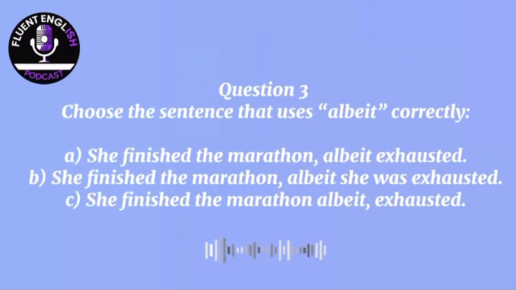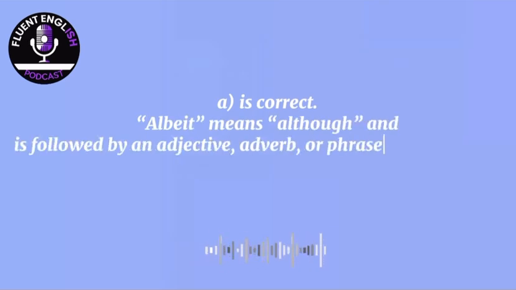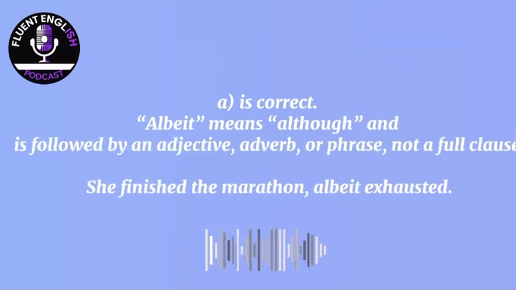Question 3. Choose the sentence that uses albeit correctly. A. She finished the marathon, albeit exhausted. B. She finished the marathon, albeit she was exhausted. C. She finished the marathon, albeit exhausted. A is correct. Albeit means although, and is followed by an adjective, adverb, or phrase, not a full clause. She finished the marathon, albeit exhausted.